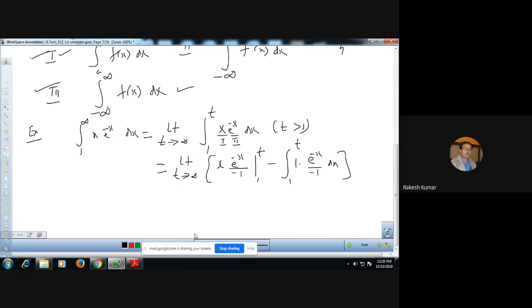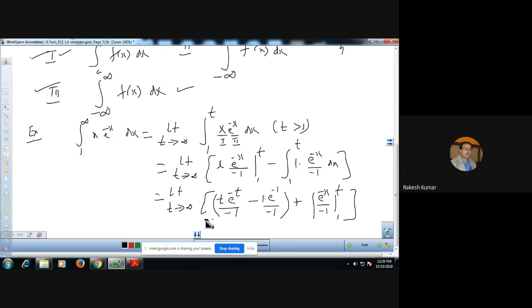So you can substitute the limits now. That is limit t approaches infinity. Put the upper limit t here: that is t e raised to power minus t over minus 1. And when you put the lower limit 1, you will get 1 e raised to power minus 1 over minus 1. This is for upper limit and lower limit. Minus and minus will be plus. Integration of e power minus x is e power minus x over minus 1.